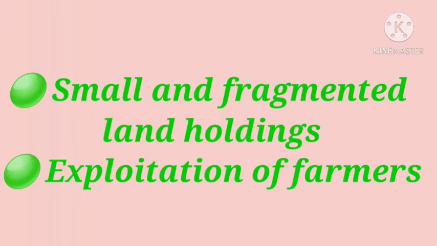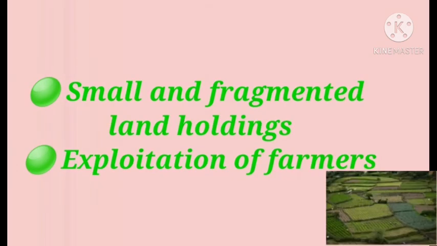Next point is about small and fragmented land holdings. As we know, when the population increases, the property of a parent, the property of a father, will be divided among his offspring. And in the next generation, it will again be divided among the next offspring. Like that, the land holding belonging to a family is subdivided into many fragments. Because of that, this small land area will be used for cultivating some crops like rice, vegetables, etc.